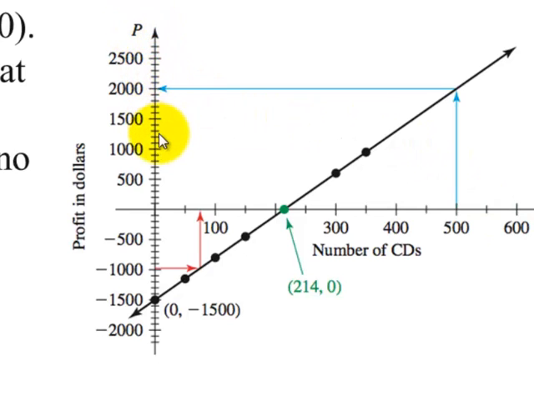Number 4, we are asked to find the P-intercept. So P is this axis. It's right here. So what this means is when our independent variable is 0, this is our profit. So if N is 0, the number of CDs sold is 0, the profit will be a negative $1,500.